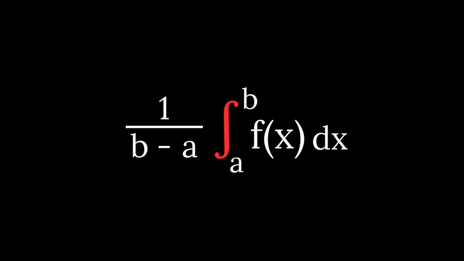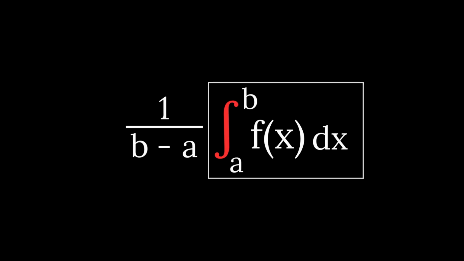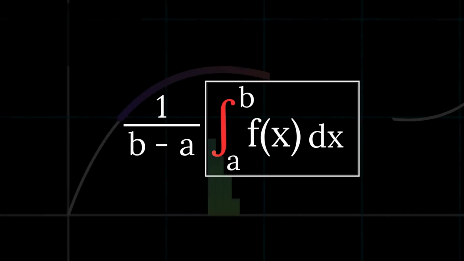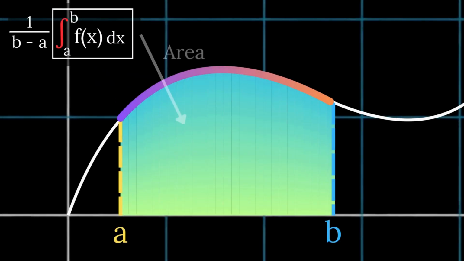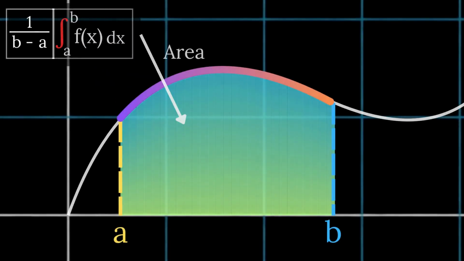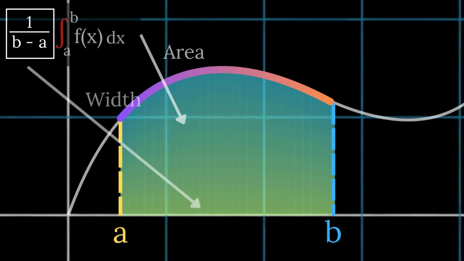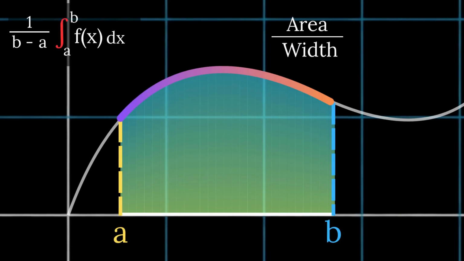Conceptually, this makes sense. The integral expression of f of x gives us the area under the curve of the function, and b minus a is essentially the width of this interval. Area divided by width gives us height, which is exactly what we're looking for. What's the average value or average height of this function?